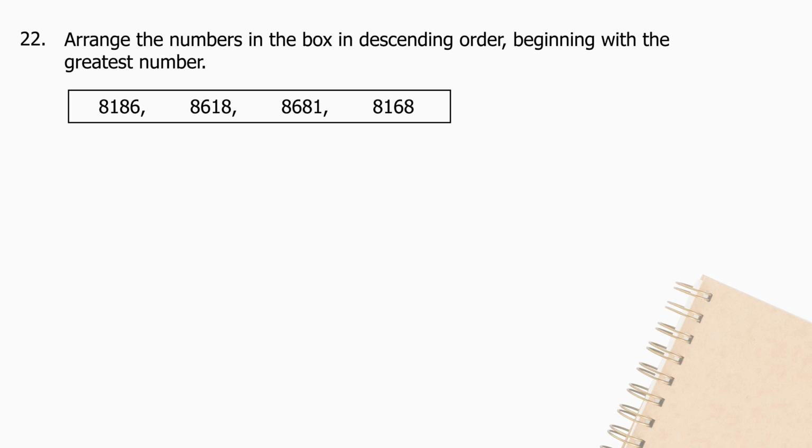Question 22. Arrange the numbers in the box in descending order, beginning with the greatest number: 8,186, 8,618, 8,681, 8,168.